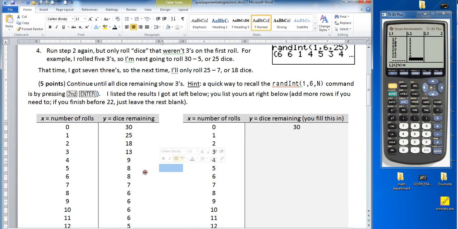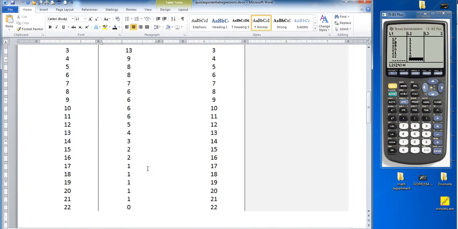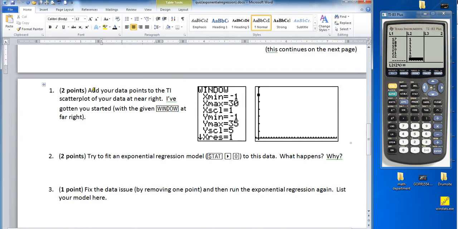There's going to be some similarity and some difference in the quizzes because of that. Add your data points to the TI scatter plot. Here I've set the window up looking like this, and I've got my data over here in my TI, so I will set up a scatter plot and turn it on. This all looks good. Then I'll set the window to the same one that I set for you: -1 up to 35, because we started at 30, and 5, and we're going to hit graph.